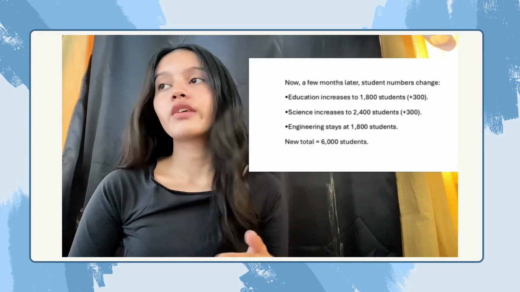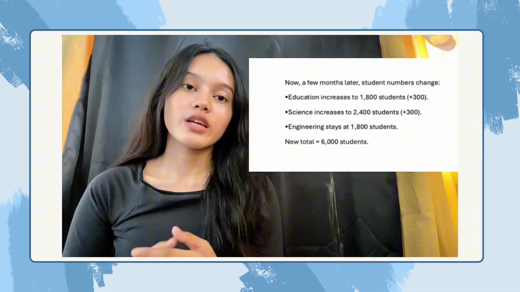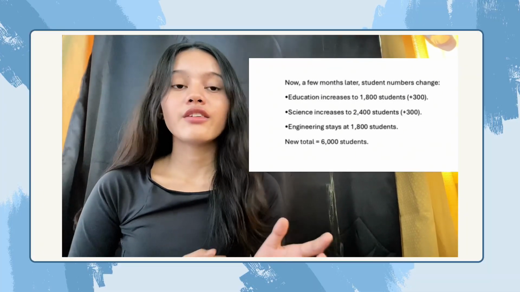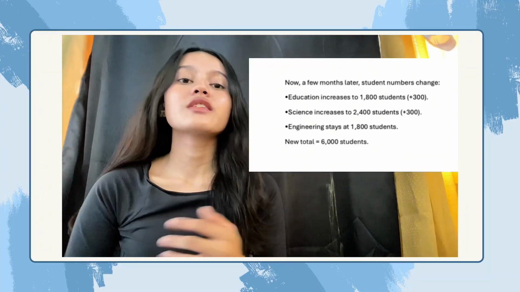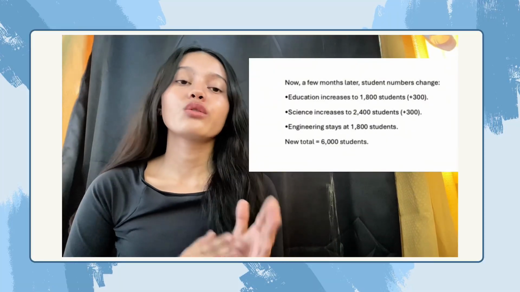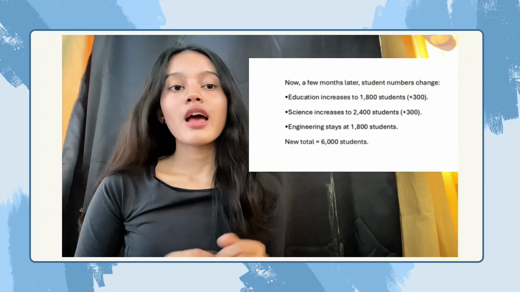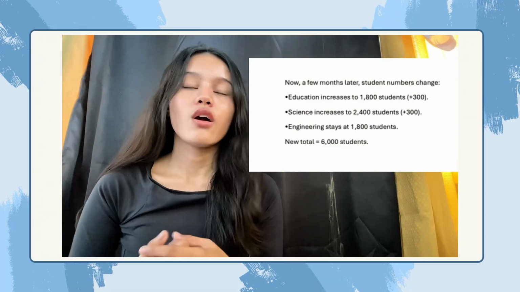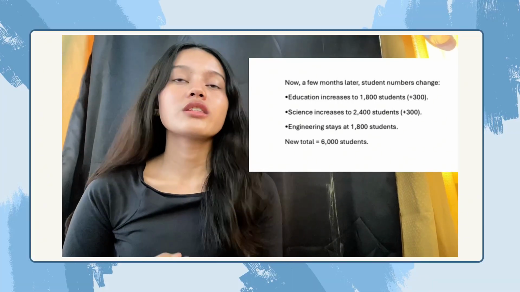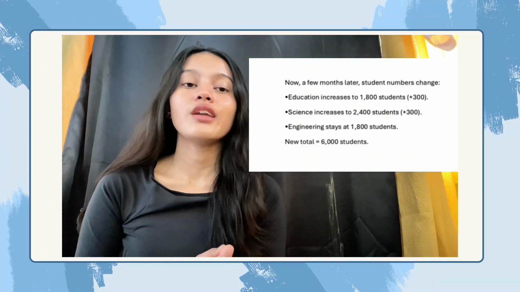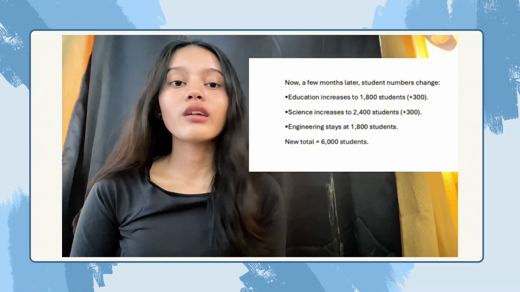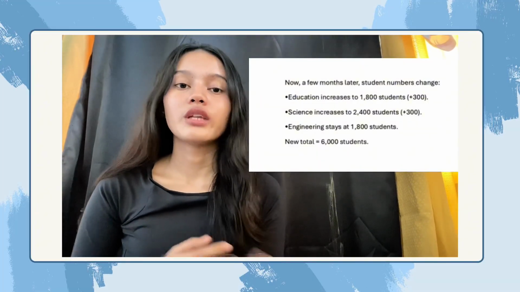A few months later, the students' numbers changed. We have to redistribute the slots. The College of Education increases to 1,800 students, adding 300. The College of Science increases to 2,400 students, also adding 300. The Engineering College stays at 1,800 students, with a new total of 6,000 students.